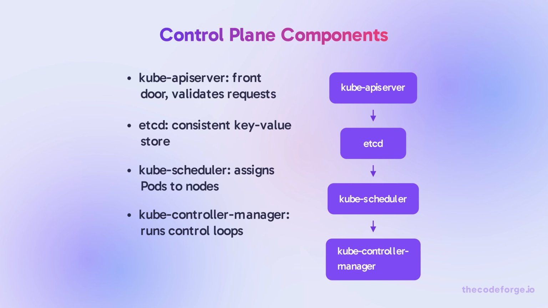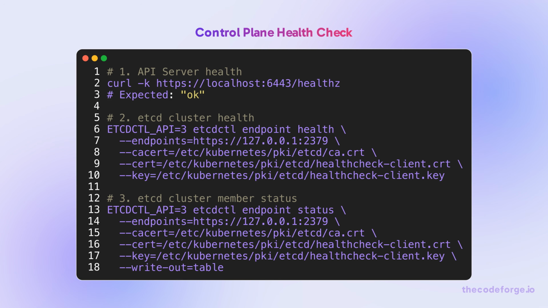The control plane consists of 4 components. Kube-apiserver is the front door, etcd is the single source of truth, the scheduler assigns pods to nodes, and the controller manager runs reconciliation loops. Run these commands to verify control plane health. The API server health endpoint returns OK, kubectl checks cluster health, and endpoint status shows Raft term and index.